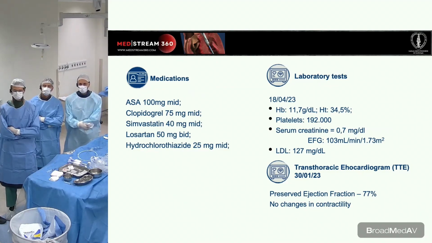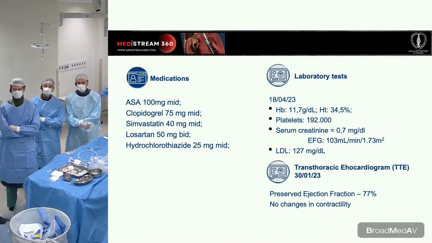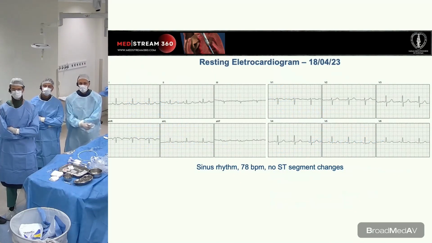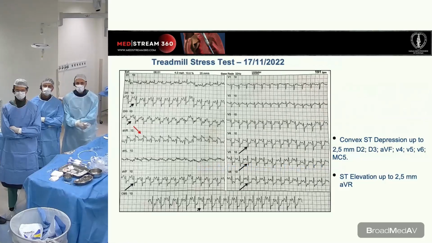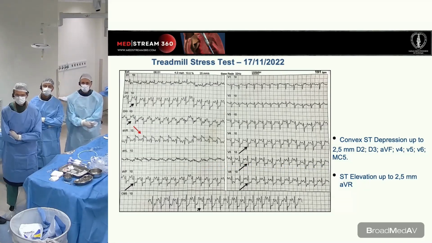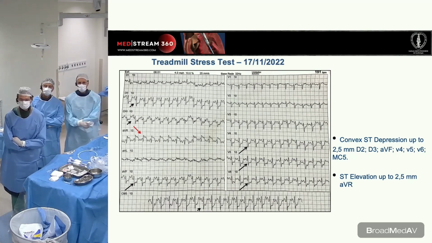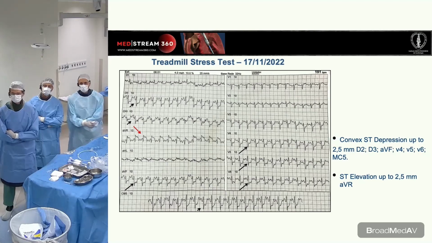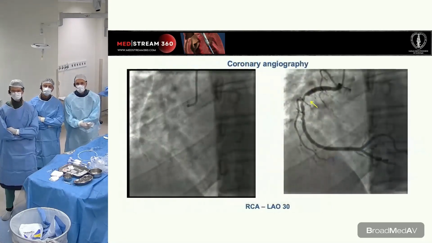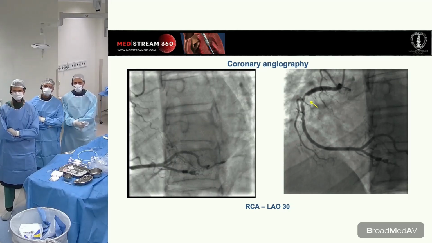She also underwent an echocardiogram in a different location, which showed preserved LV ejection fraction. The resting EKG did not show any significant changes here. No abnormalities were called. And she underwent a stress test a few months ago that showed ST elevation in AVR and also ST depression in the anterior leads. She came to our hospital for a diagnostic angiogram.